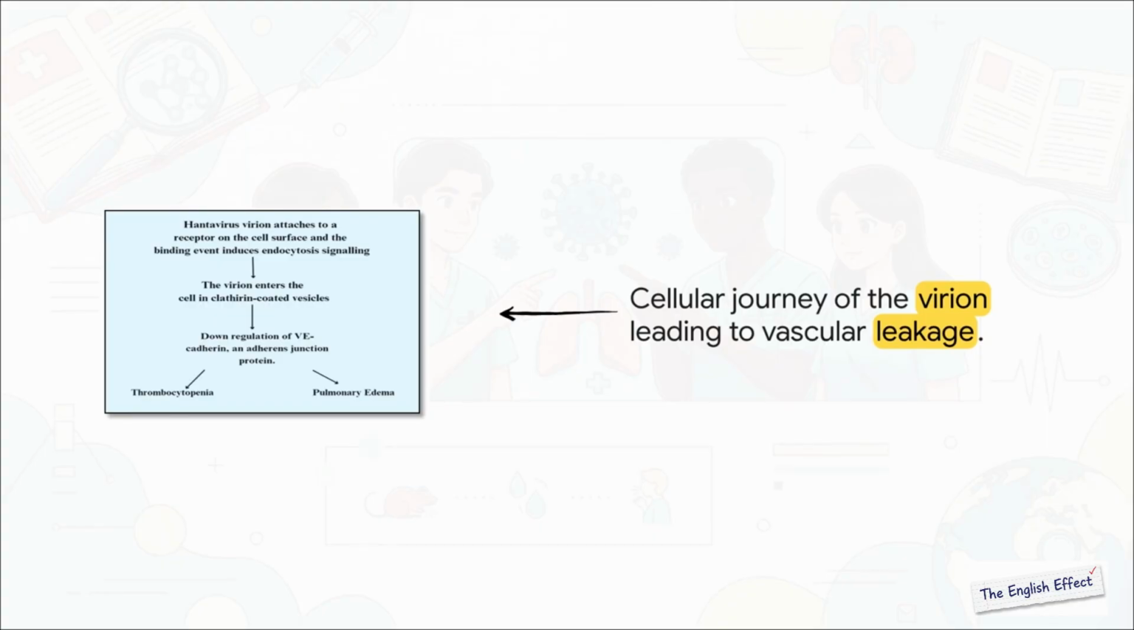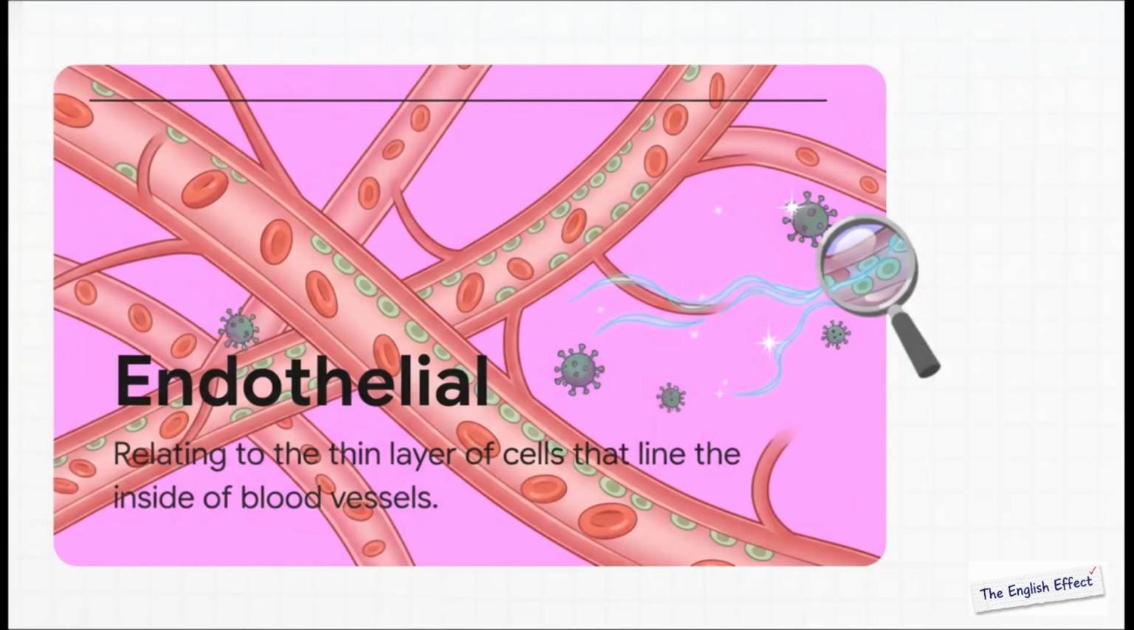But here's the wild part. The virus itself doesn't actually destroy our cells directly. Instead, it tricks the human immune system into a massive overreaction. This intense overreaction causes our blood vessels to become highly permeable, which basically means they start to leak. To understand exactly what is leaking, we need word number 6, endothelial.